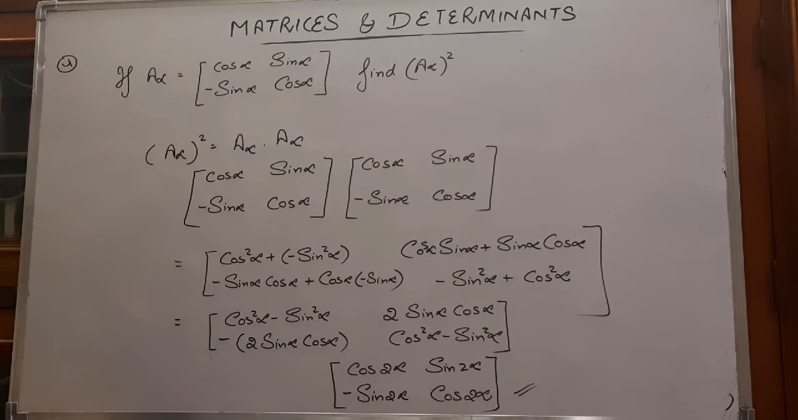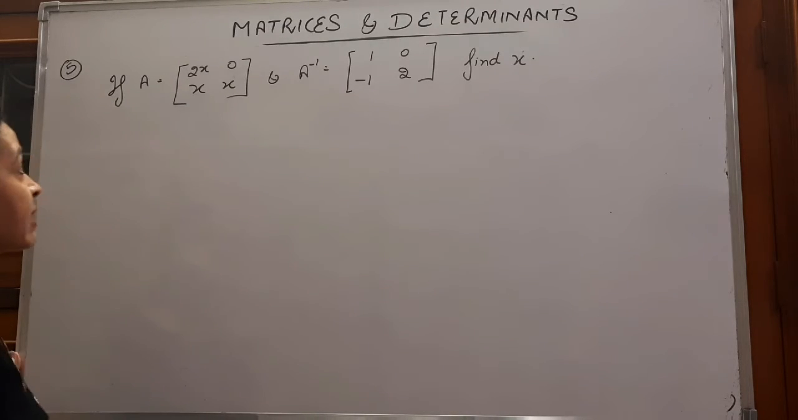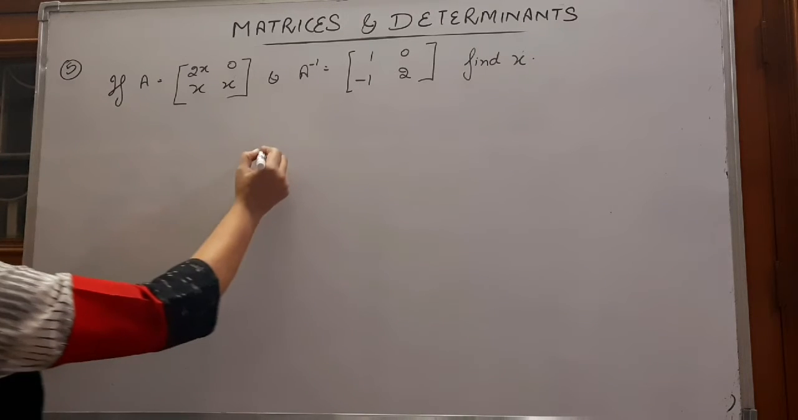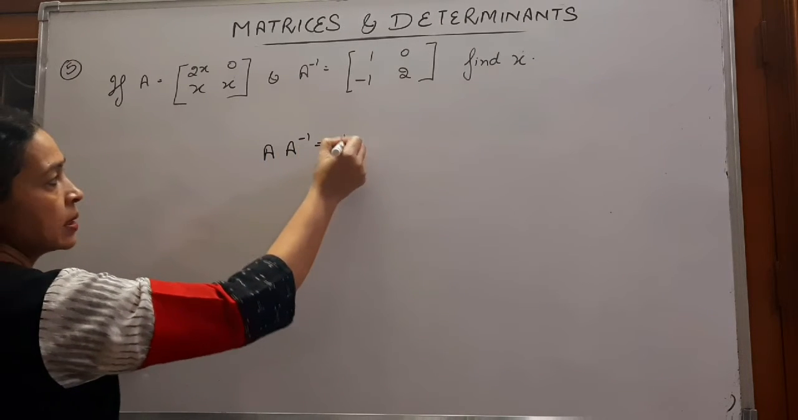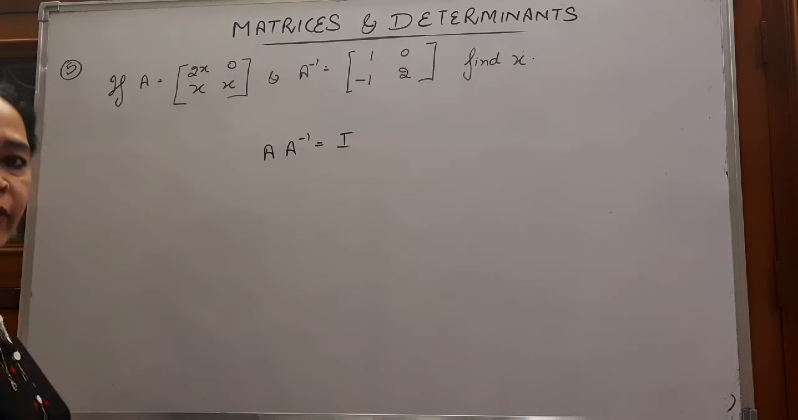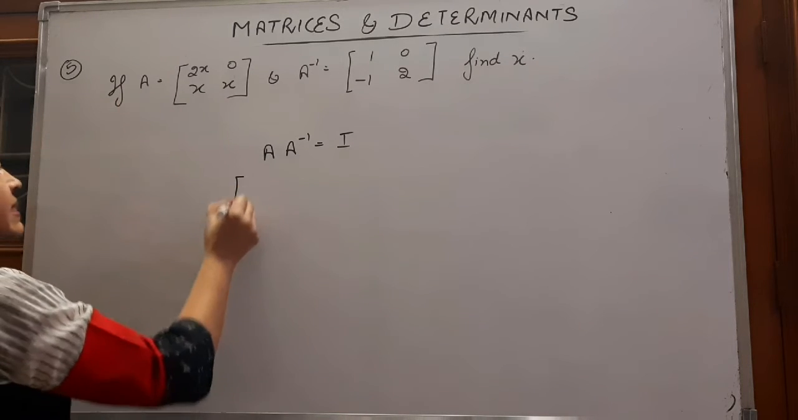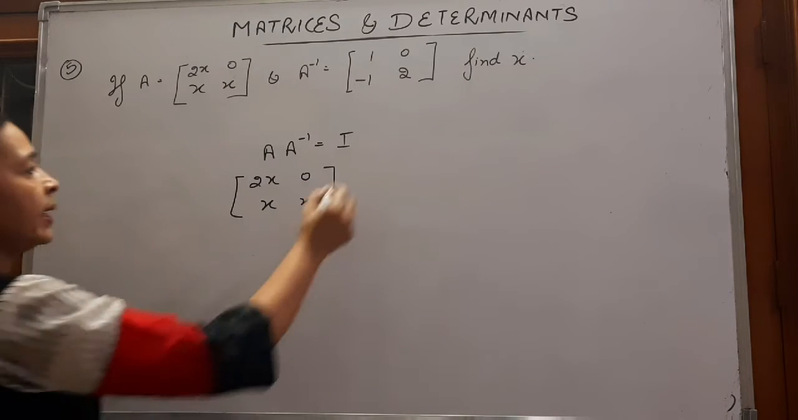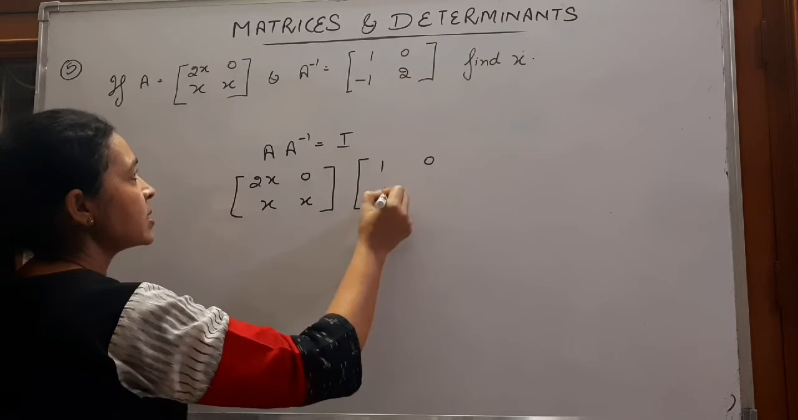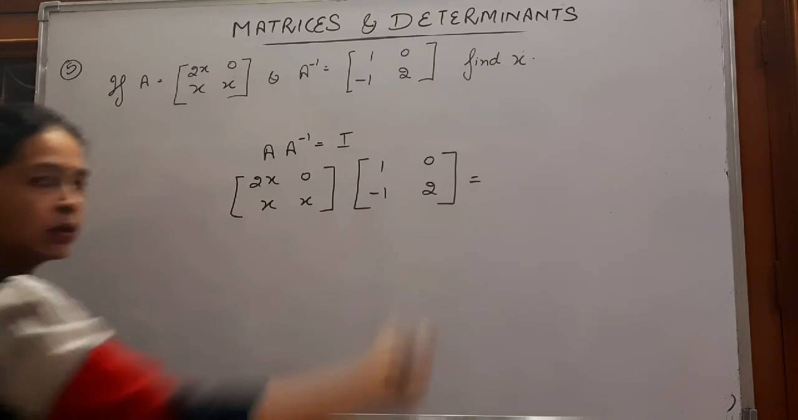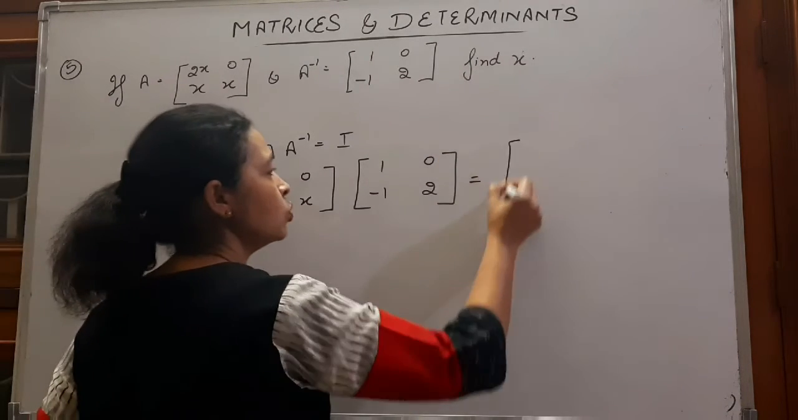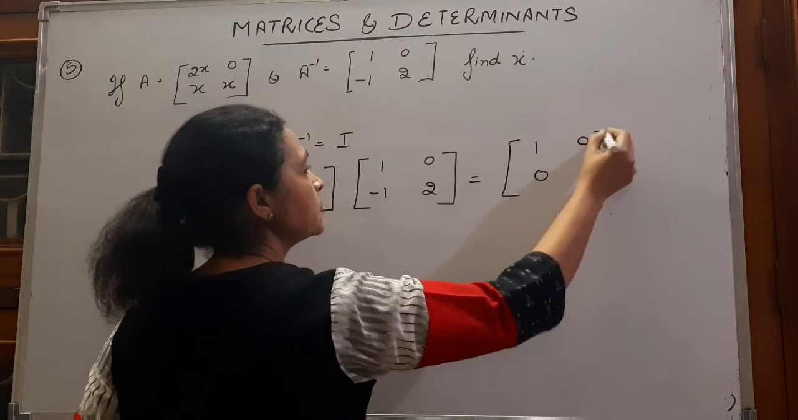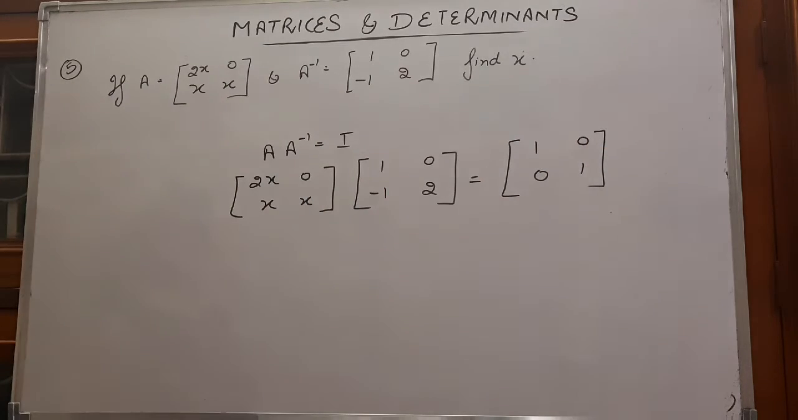This is our answer. A matrix of order 2 by 2 is given and another matrix A inverse is given. We have to find the value of x. Now, how can we find it? Children, we know A into A inverse equals I, and I is the identity matrix. Matrix A is 2x, 0, x and x into A inverse 1, 0, minus 1 and 2. And this will equal I, the identity matrix of order 2 by 2, 1, 0, 0, 1, because the order of matrix A is 2 by 2.